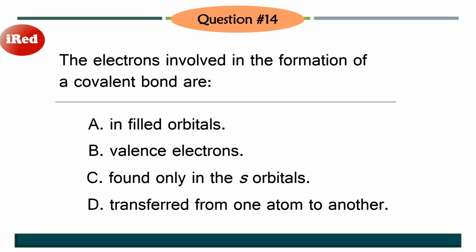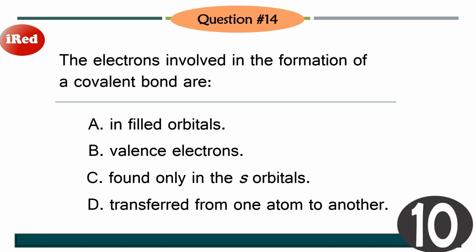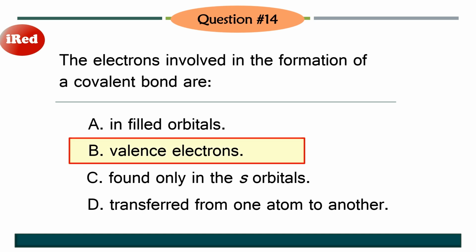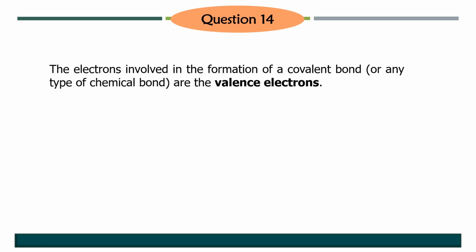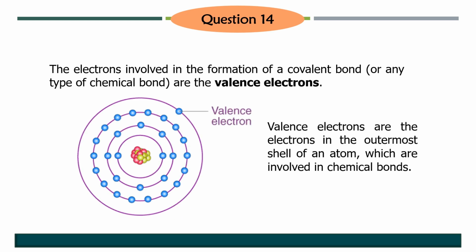The electrons involved in the formation of a covalent bond are... The correct answer is letter B, valence electrons. The electrons involved in the formation of a covalent bond, or any type of chemical bond, are the valence electrons. Valence electrons are the electrons in the outermost shell of an atom, which are involved in chemical bonds.